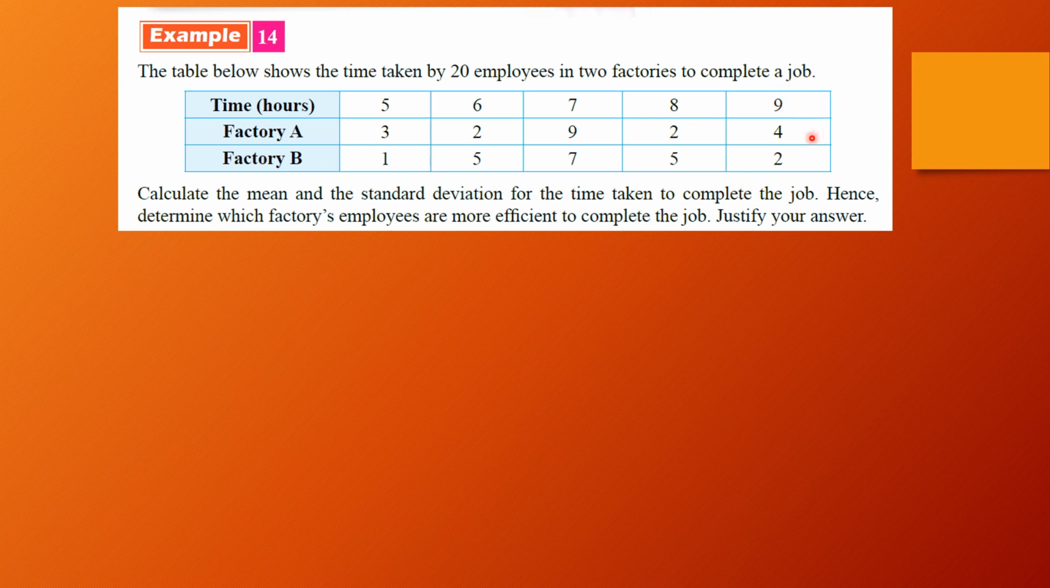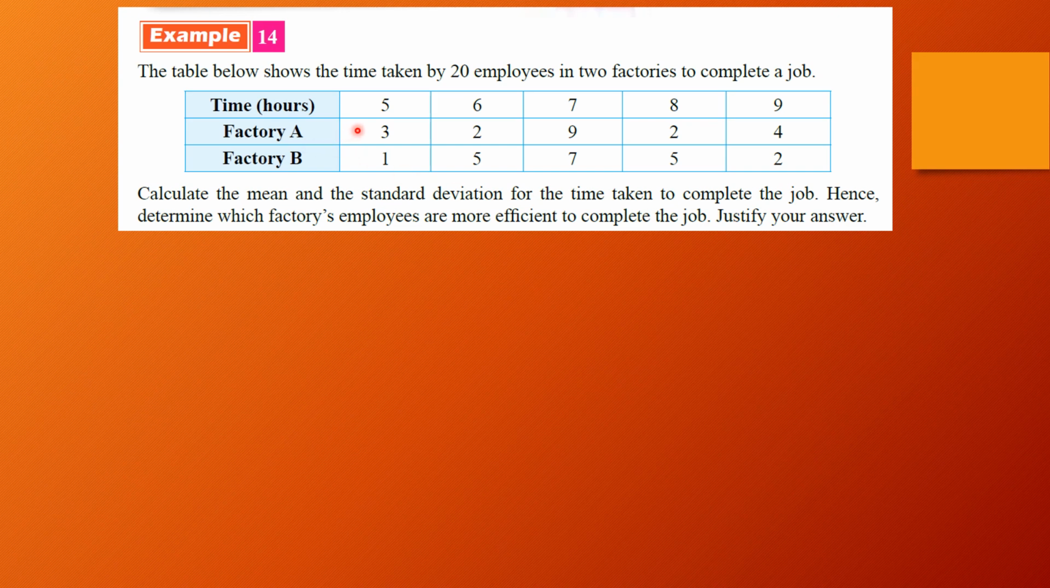And for 9 hours, there are 4 employees in factory A and 2 employees in factory B, working for 9 hours. So here you have to calculate the mean and standard deviation for the time taken to complete the job, and hence determine which factory's employees are more efficient to complete the job. Justify your answer. So what you must do, first we find for factory A.